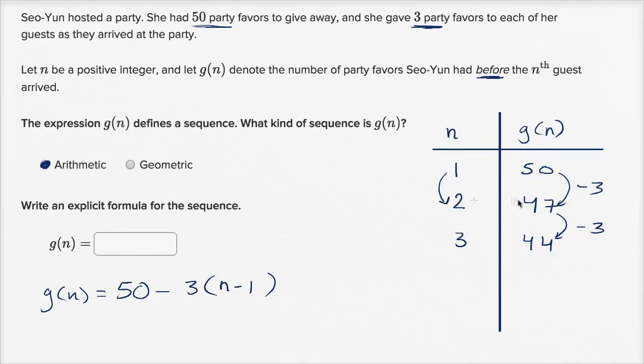Notice, the third guest, we subtracted 3 twice. The second guest, subtracted 3 once. First guest, subtracted 3 0 times. So this works out. For the first guest, we would subtract 3 0 times, and so g of 1 would be 50. We can see that this is consistent for all of these. So I could write 50 minus 3 times n minus 1. And I really recommend making the table here, just so you make sure you get the n minus 1 or the n right, and it all gels.